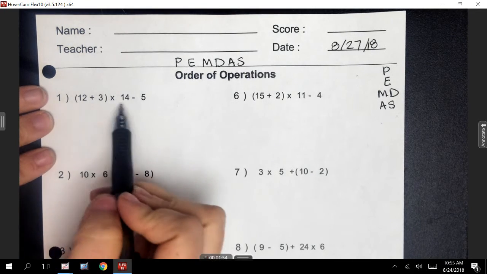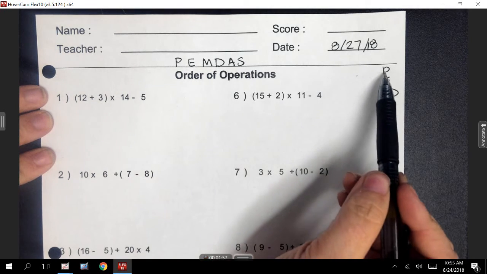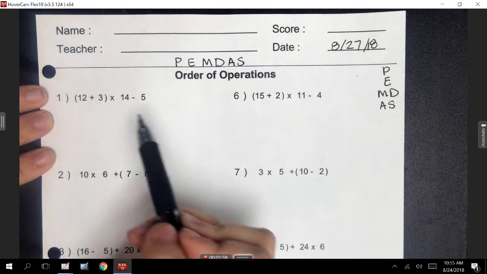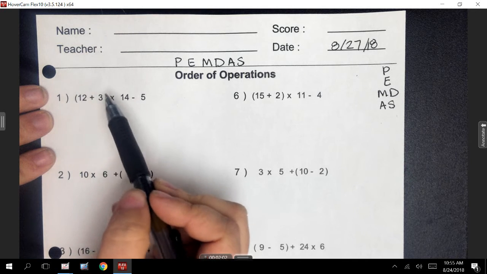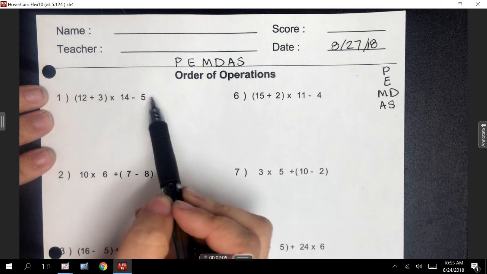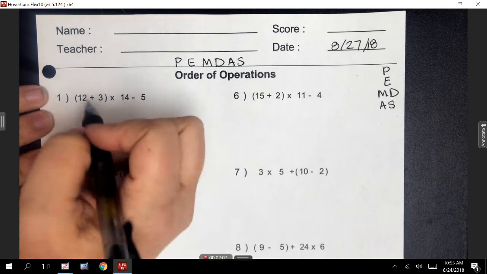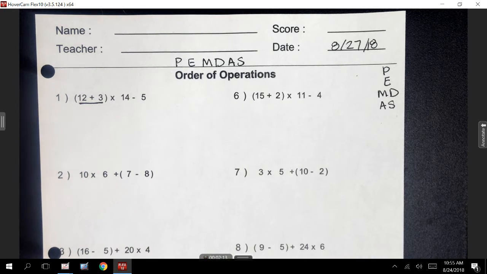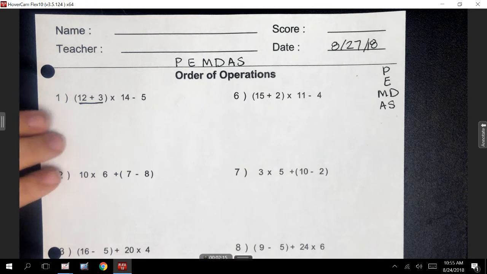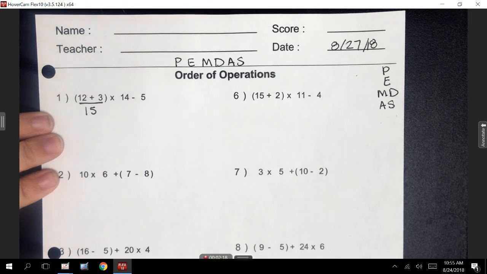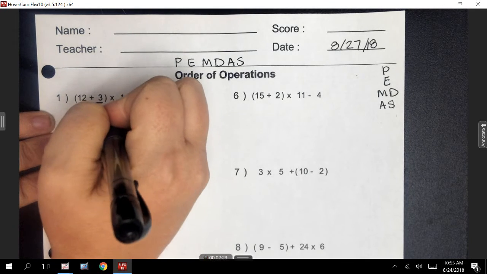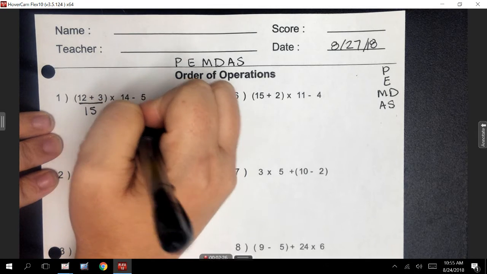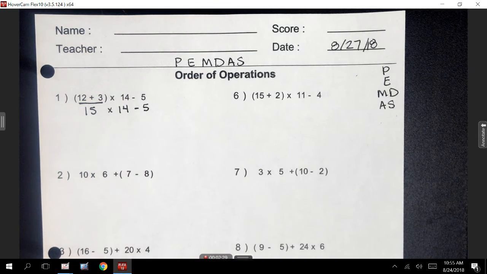So starting with number one. The first thing we're always looking for is that P, parentheses. Parentheses are these grouping symbols around the 12 and the 3. Since I have parentheses, I'm going to work that part first. I like to underline what I'm doing so that when someone's looking at my work, they can tell. So 12 plus 3 gives me 15. Once I do everything inside the parentheses, I don't have to write those symbols anymore, so I'm just writing 15. I have not done anything with the times 14 or the minus 5, so I'm just rewriting those. Again, we're doing one step at a time.